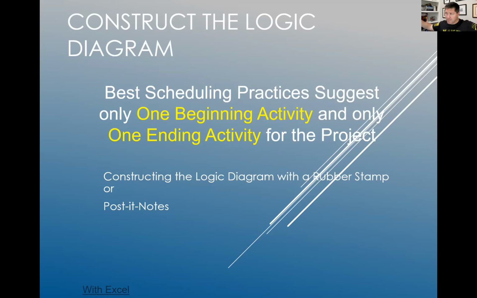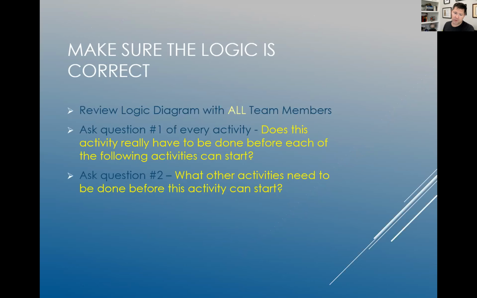They put them on a big whiteboard or whatever, all their activities, and then they put them in order. And then based on the order that they put them in with their post-it notes or their stamps, they then create their production schedule. So make sure the logic is correct, right? So you're going to review your logic diagram with all the team members. You want to make sure that you have total buy-in for everybody on that team to make sure that all your tasks are in the right sequence.